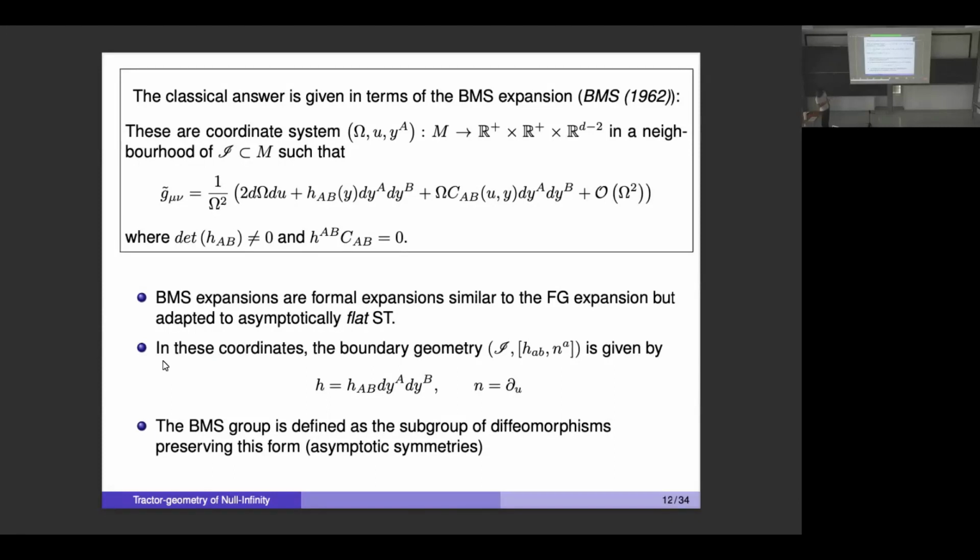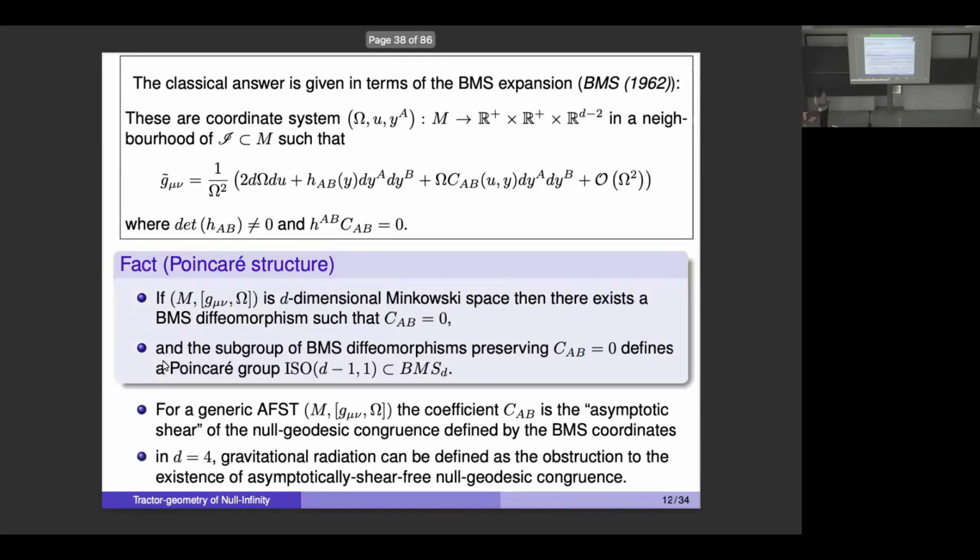So what you should do is look for a BMS expansion. You take your space-time, you open up your asymptotically flat space-time in local coordinates, and then you realize that there is this object that pops in at first order. Here, H is the boundary metric, and the form of the metric tells you that the normal is just du, and there is this object popping up at first order, C_AB. It's called the asymptotic shear, and what you find out is that you can define asymptotic symmetries as being the subgroup of diffeomorphisms preserving this form. And what you find out is that if you impose that C_AB is 0, suppose you can do that, you choose C_AB is 0.